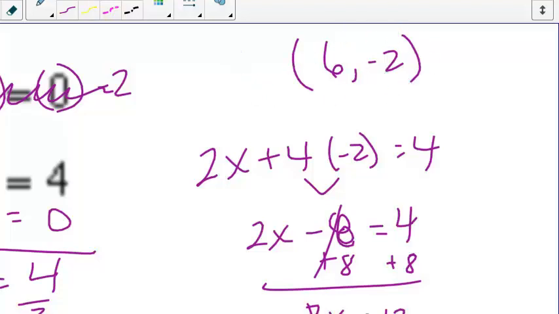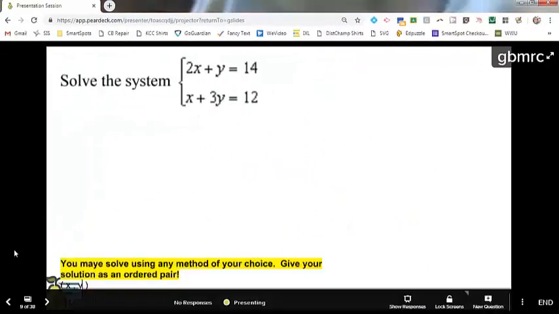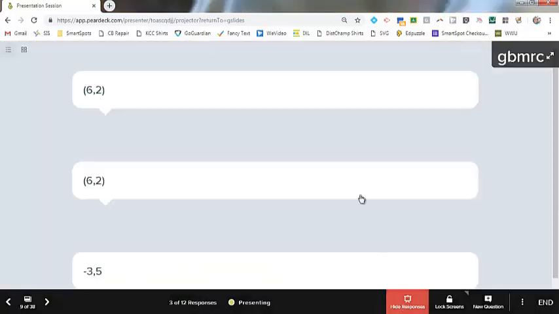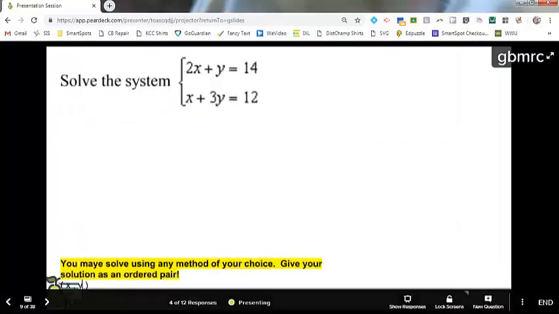So, on your own. Again, let's see what we've got. We've got 3 people who've answered. 6, 2, 6, 2, and negative 3, 5. So it looks like 6, 2 is looking like a good possibility.